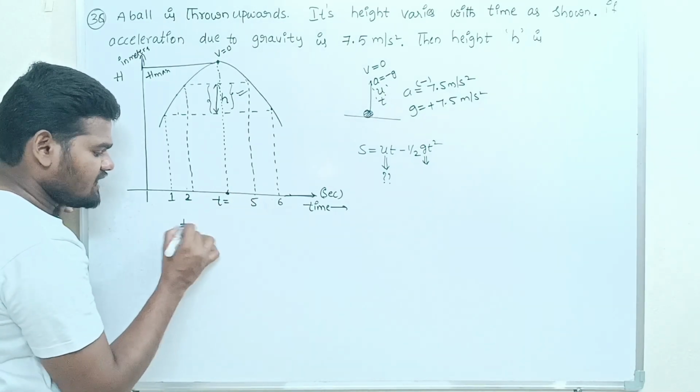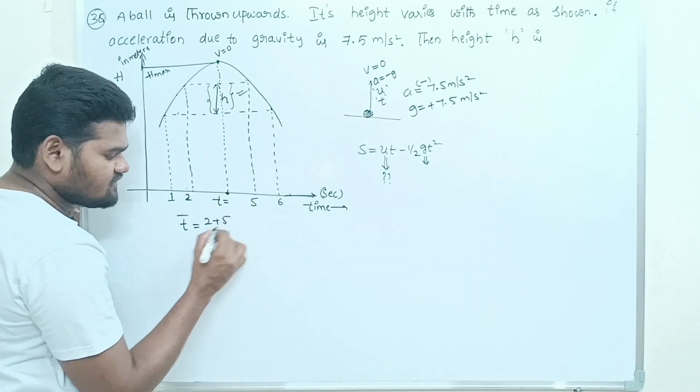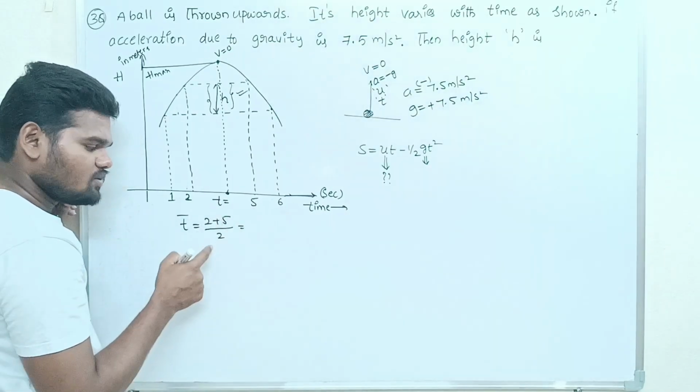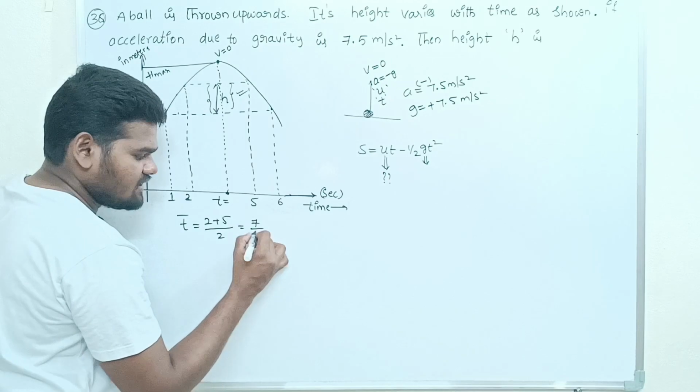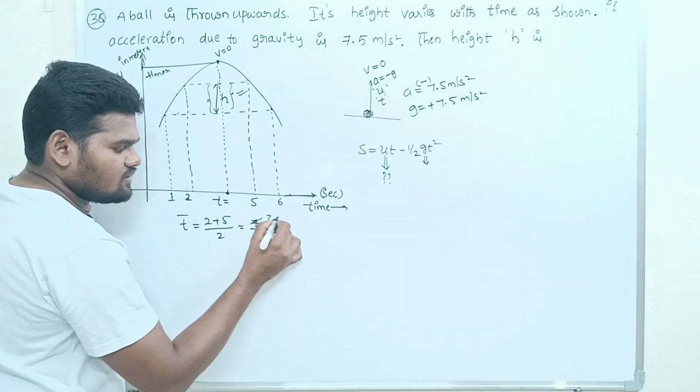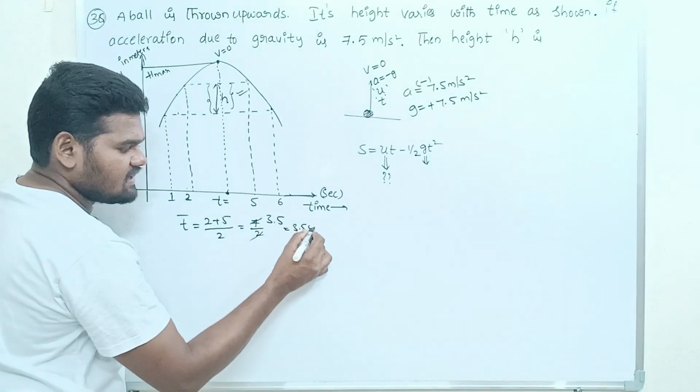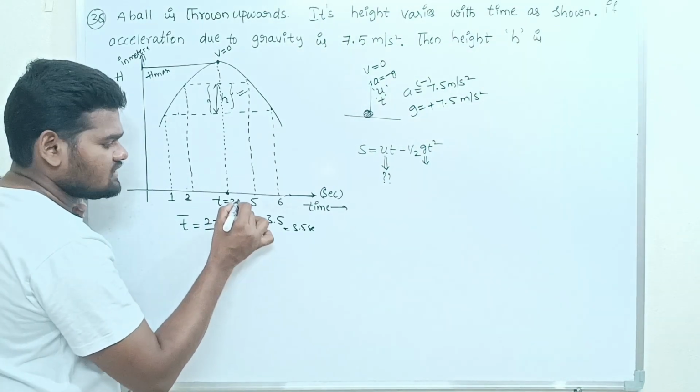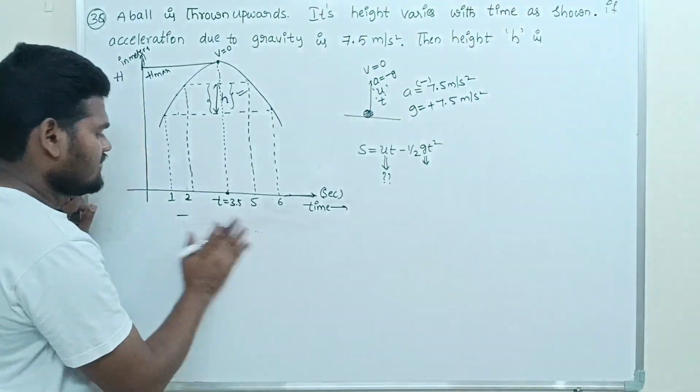Then the average time is equal to (2 plus 5) by 2, because we have taken two times. 2 plus 5 is 7, divided by 2 is 3.5 seconds. So here time is equal to how much? 3.5 seconds.